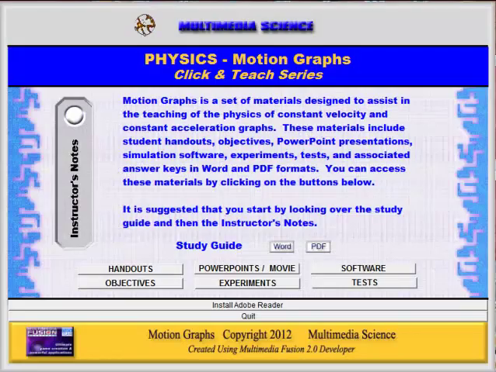So that's the Physics Motion Graphs Click and Teach series. I hope that you would find this useful. I know that I've developed these materials over many years of teaching. It's been very useful for algebra-based physics classes.